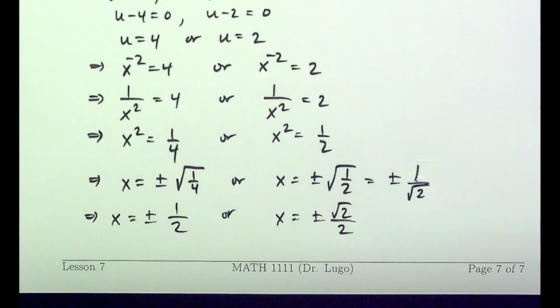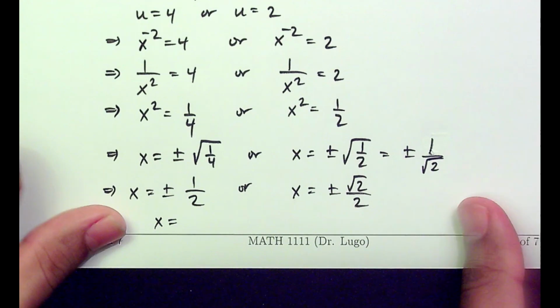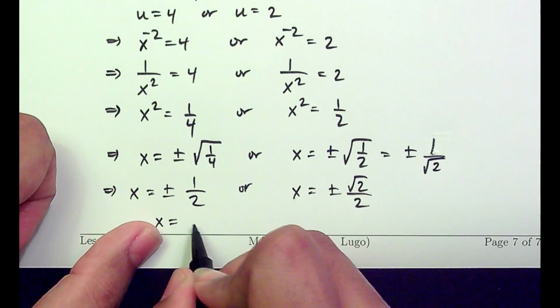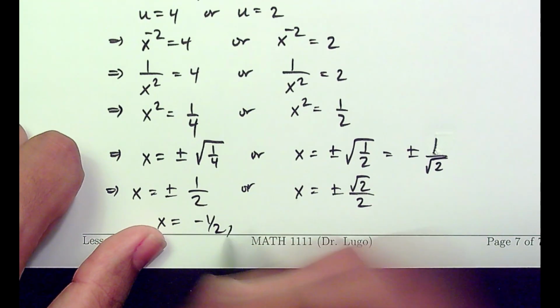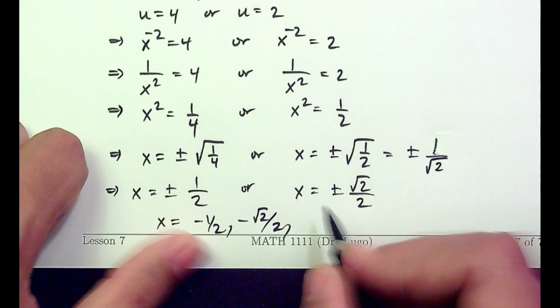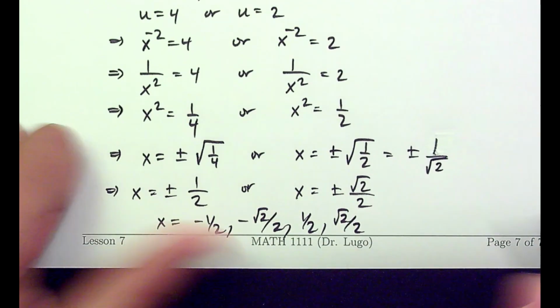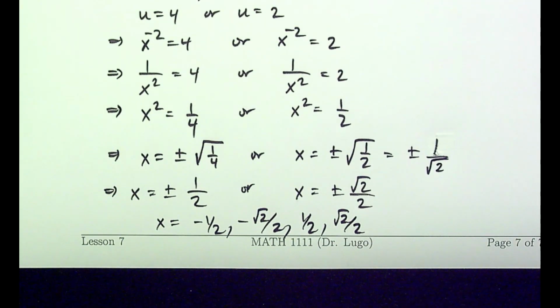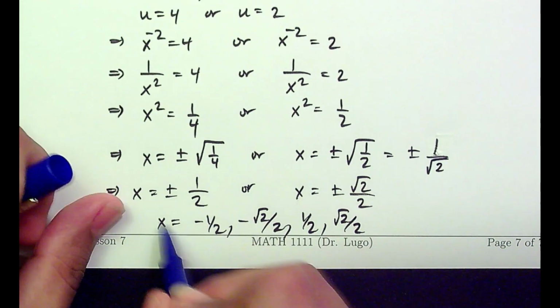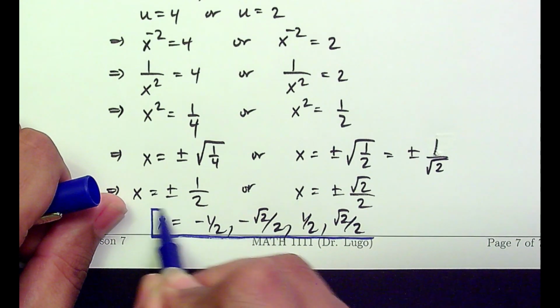And those are the 4 possibilities. If you wanted to list them out separately, let me write the negative ones first: negative a half, negative square root of 2 over 2, positive a half, positive square root of 2 over 2. Okay, those are the 4 solutions to the original equation.